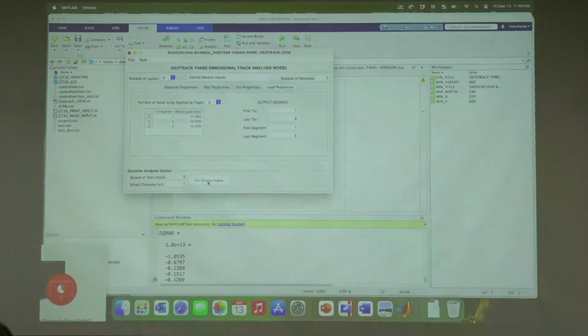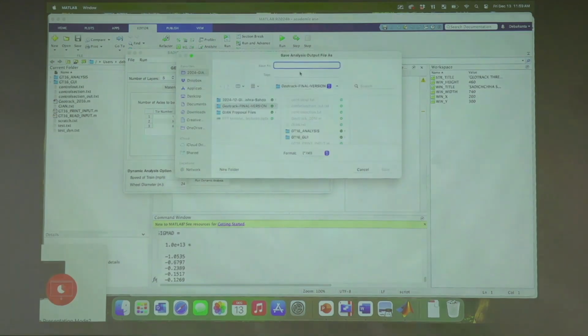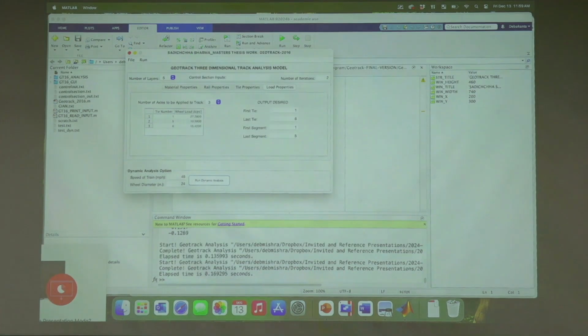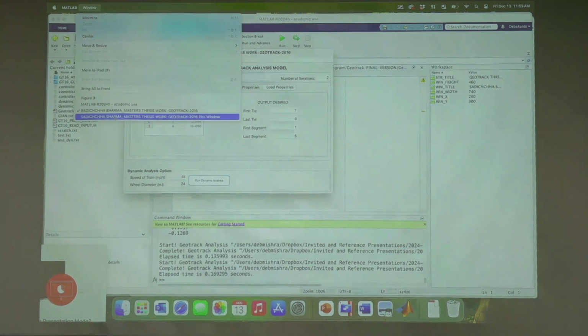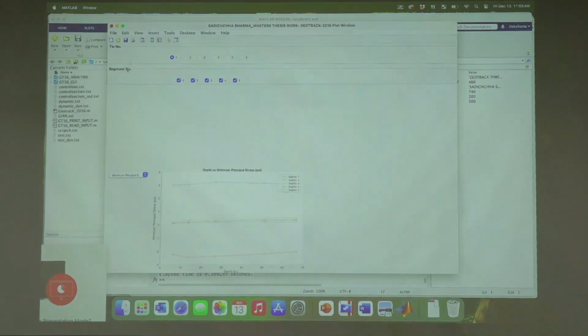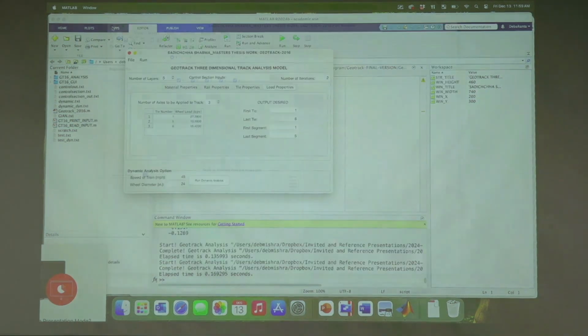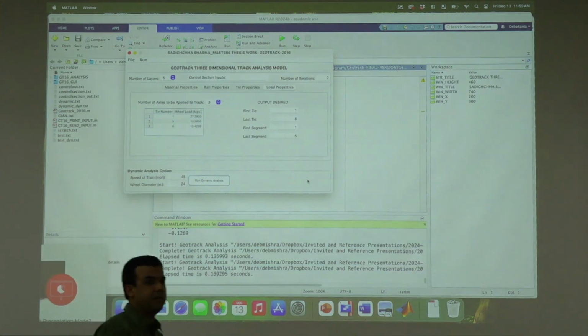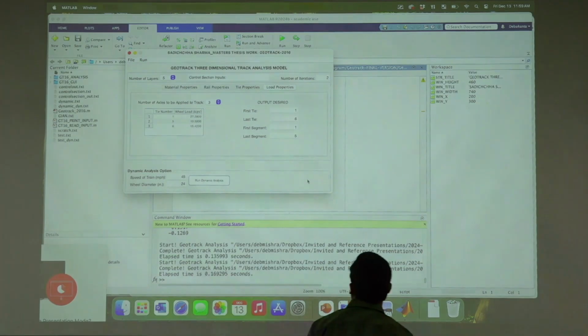Wheel diameter, if you just say, I don't know, 24 inches, and speed is 45 miles per hour. If you do run dynamic analysis, then it actually can plot you figures for the dynamic case. It enhances the load that you are applying. It just multiplies that by a factor and then does that.